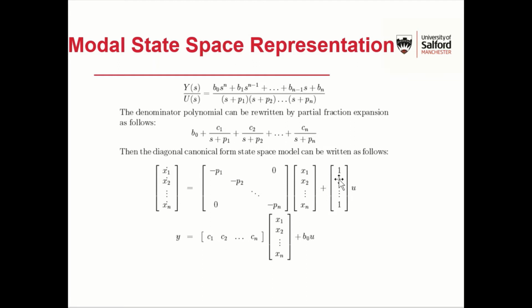Then that one there times that has to equal that. So if we fill this up with ones, then these become the partial fraction coefficients. We could have done it the other way. We could have filled the ones up along here, and then they would have become the partial fraction coefficients.